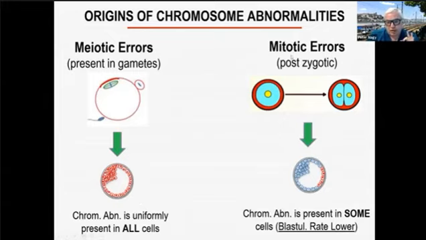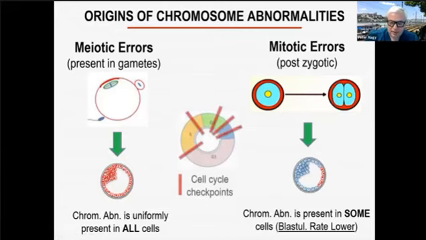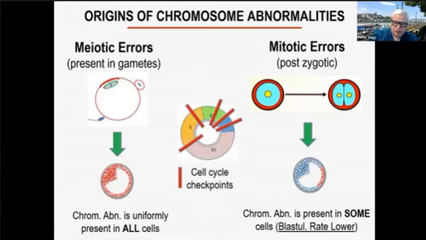During mitotic errors, which actually happen quite frequently and are post-zygotic errors, if a chromosomal abnormality arises, then typically it will be confined to just some of the cells and is not going to be present in all the cells. And here I also wanted to remind everyone, though there is no time to discuss it in more detail, about the cell cycle and cell cycle checkpoints.